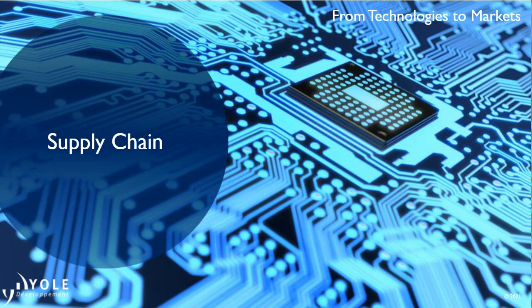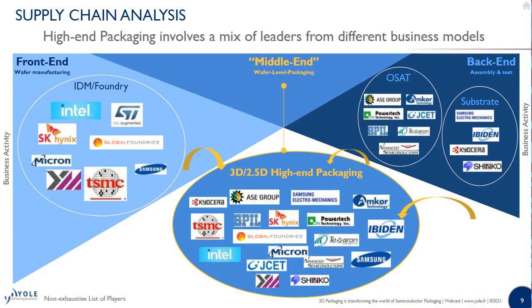Now moving on to the supply chain. The supply chain is very interesting for the 3D packaging, high-end packaging, because it involves a mixture of leaders of different business models. If you look from the left to the right, the left side is the front-end players, and on the right side, you have the back-end players. Front-end players, typically we call them the bigger players, of course. They have more financial muscles to flex, being the IDM and the foundry. Back-end, you can see we have OSAT and the substrate suppliers.